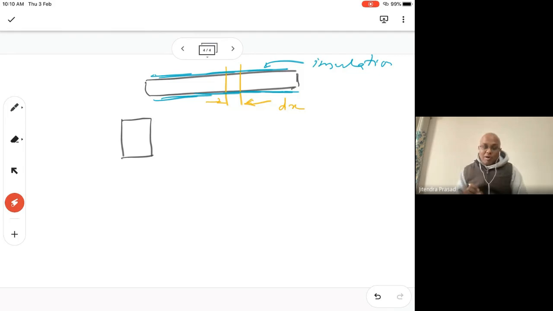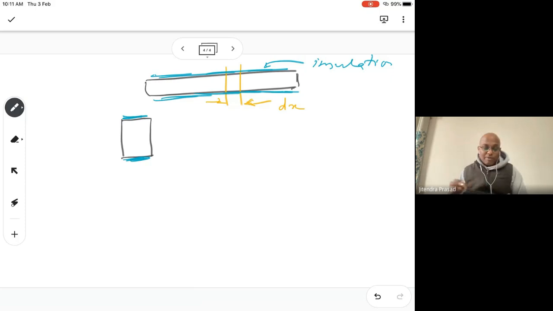Later on, when we study the 2D or 3D system, then we will consider this one. Then we will know how to incorporate this. But not now. This is a 1D system. So the heat is flowing only in the X direction. Okay. So insulation. We are not considering anything here.